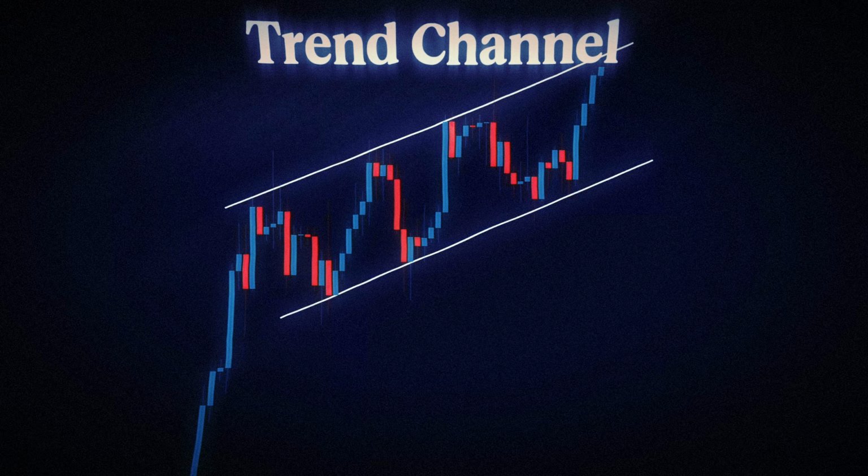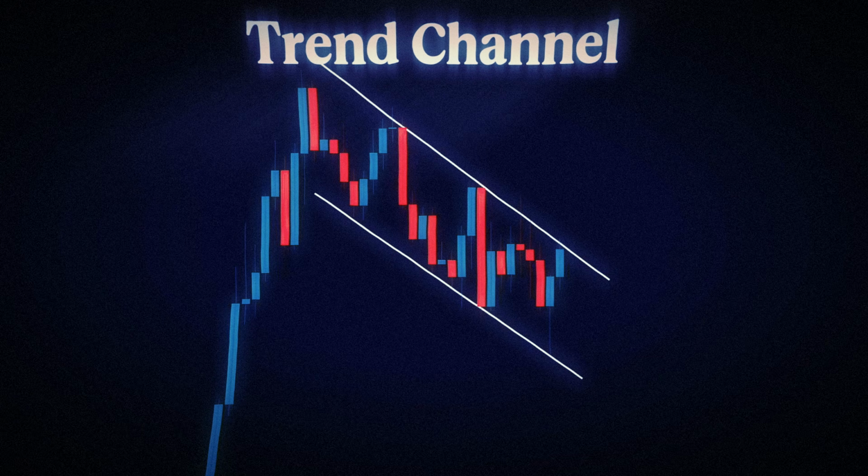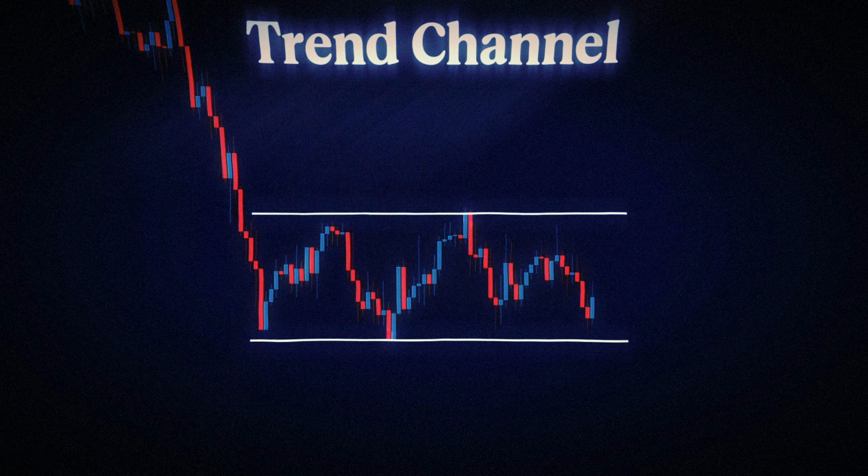Trend channels are formed by two parallel trend lines that contain price movement during a trend. In an upward channel, price bounces between rising support and resistance, while in a downward channel, price declines between falling levels. Horizontal channels indicate sideways consolidation. Entries are taken near support or resistance, depending on direction. Breakouts from the channel can also offer trading signals.